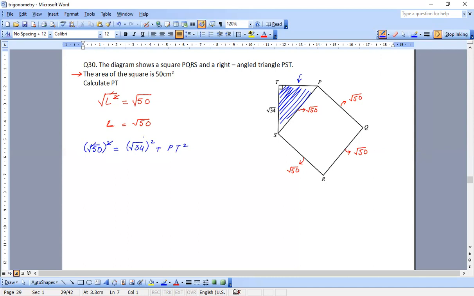I can get rid of these squares. This is 50 equals 34 plus PT square. I'll move this 34 to this side. 50 minus 34 is equal to PT square. 50 minus 34 is 16. So I can say 16 equals PT square, or I'll write PT square equals 16. This is the value of PT square. In order to get rid of this square, I'll take square root on both sides. This square will be cancelled with this one. PT is equal to 4 centimeter.